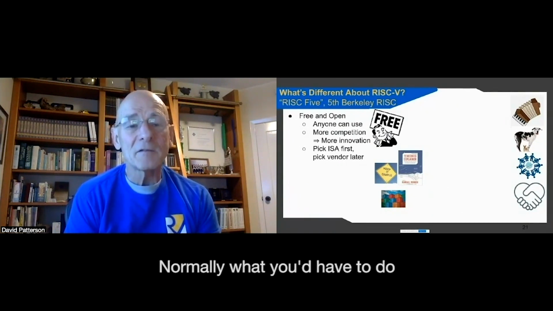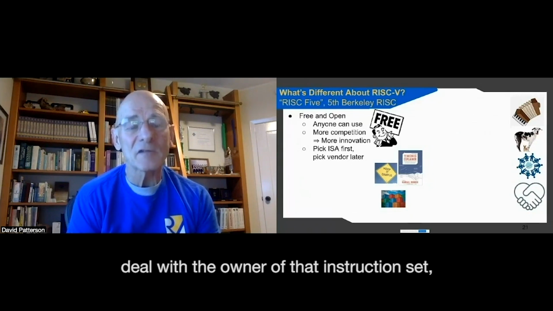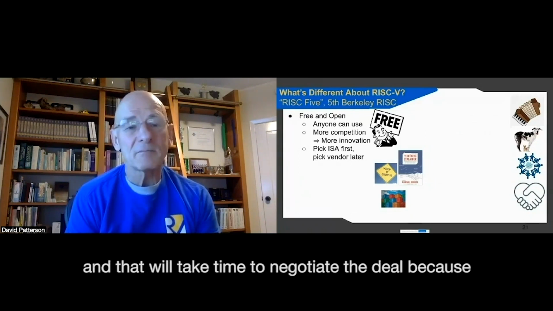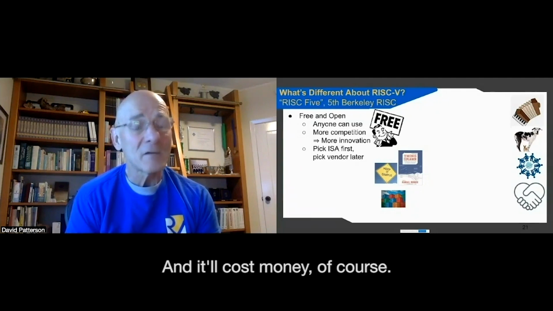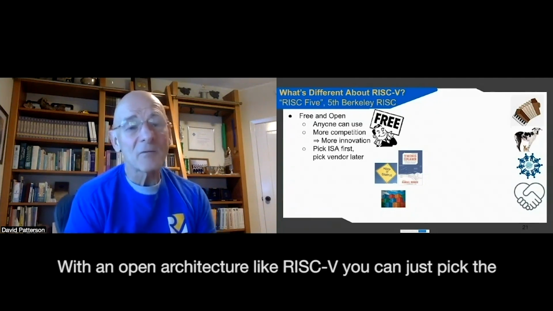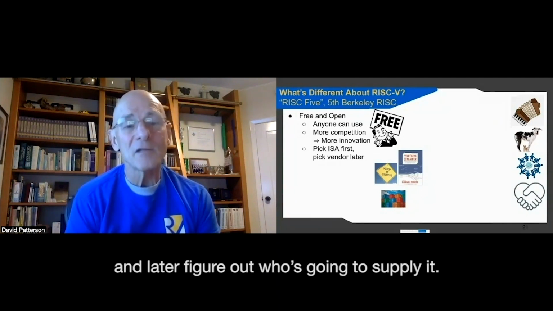And again, from a business model perspective, it's a really big deal for companies, especially small companies. Normally, if you pick a proprietary instruction set, you have to negotiate a deal with the owner of that instruction set, and that takes time, because you have to settle what royalty rate you're going to pay and what you're going to pay up front. And it'll cost money, of course. With an open architecture like RISC-V, you can just pick the architecture, get started, and later figure out who's going to supply it.